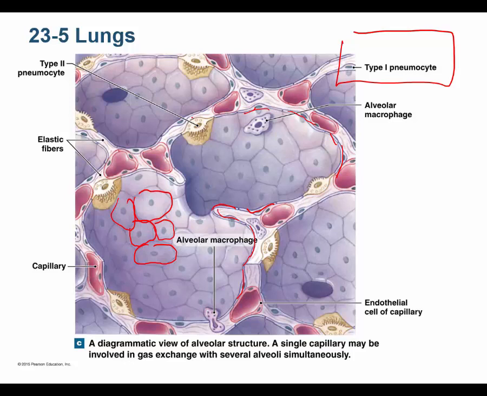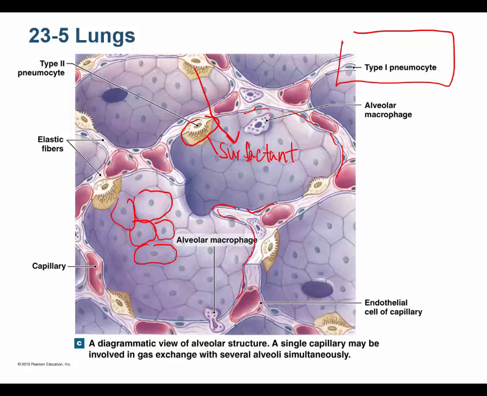And then I have these type 2 pneumocytes. These are intercalated within the type 1 pneumocytes, and these secrete surfactant. I'll tell you what surfactant is in a second. So type 2 pneumocytes secrete surfactant, very important. Type 1 pneumocytes are simple squamous epithelium that line the alveoli.